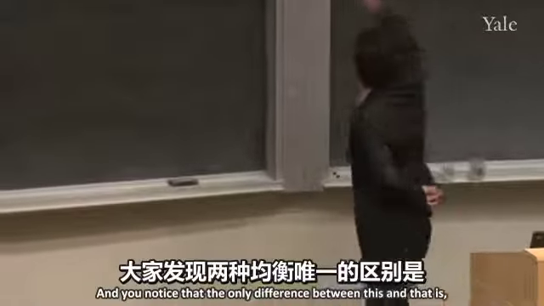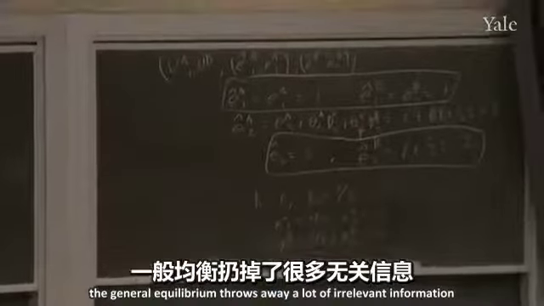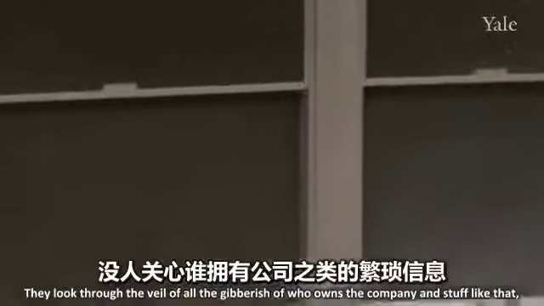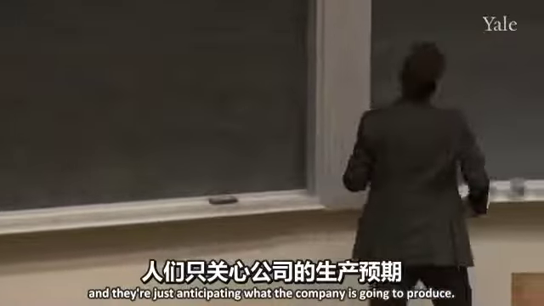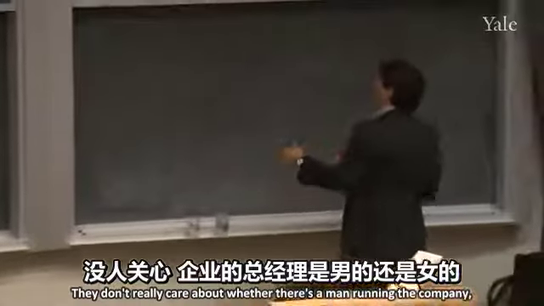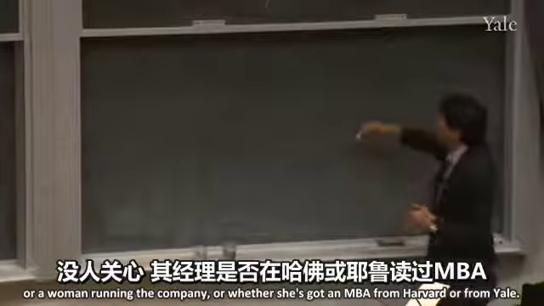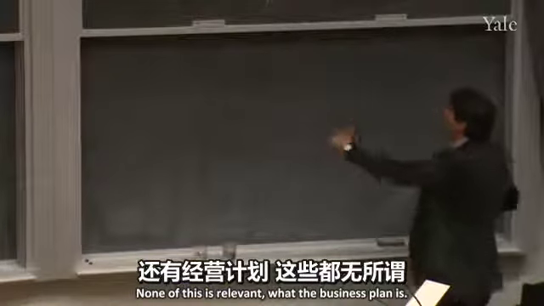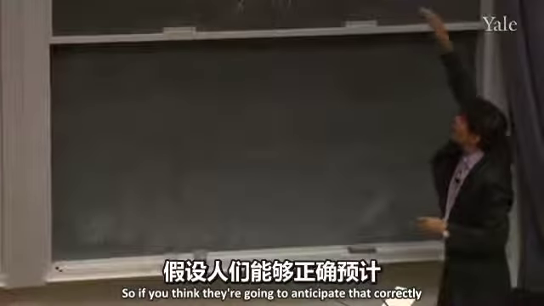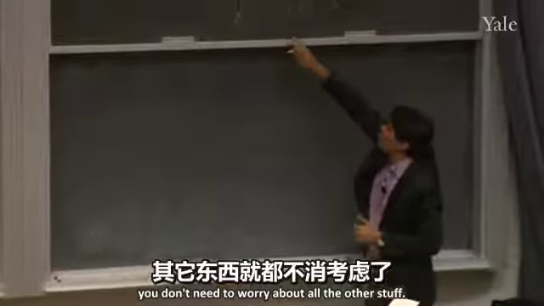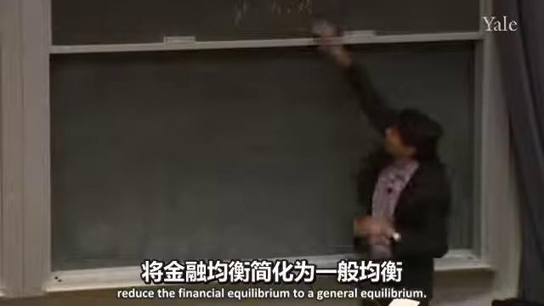Okay, and you notice that the only difference between this and that is the general equilibrium throws away a lot of irrelevant information, because Fisher said people are rational. They look through the veil of all the gibberish of who owns the company, and they're just anticipating what the company's going to produce. They don't really care whether a man or a woman is running the company, or whether she's got an MBA from Harvard or from Yale. None of that is relevant, nor the business plan. All they care about is what's going to actually happen in the end. So if you think they're going to anticipate that correctly, you don't need to worry about all the other stuff. So looking through the veil, you can always reduce a financial equilibrium to a general equilibrium.